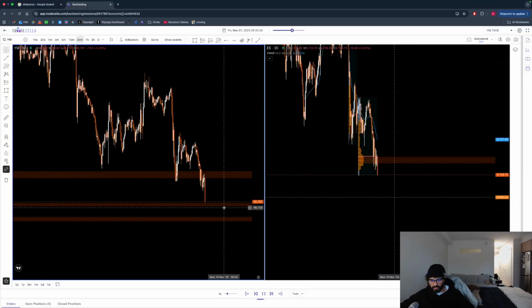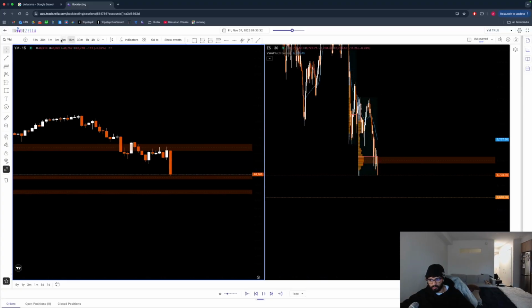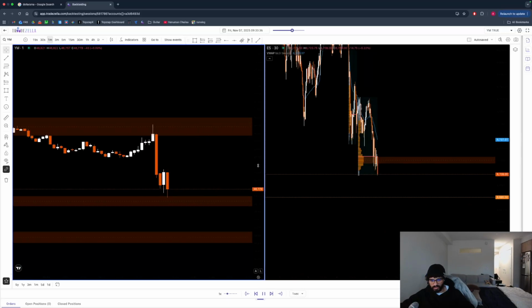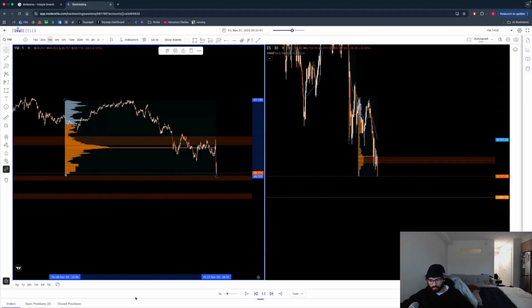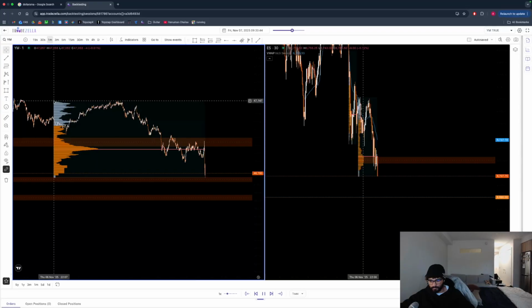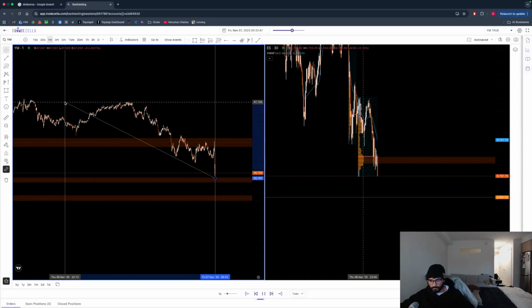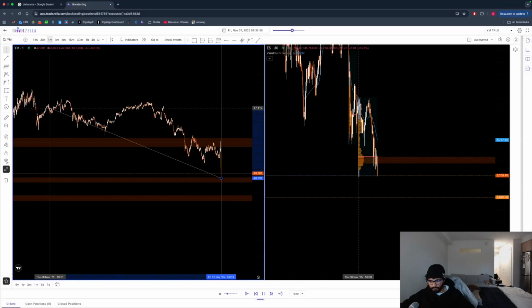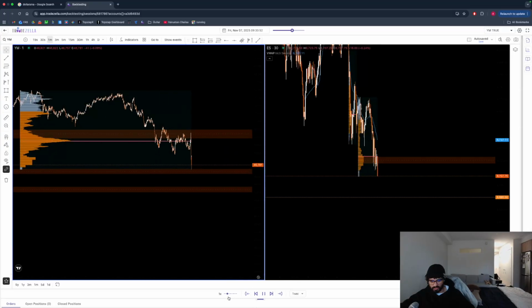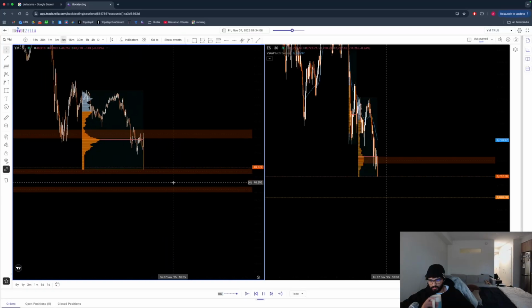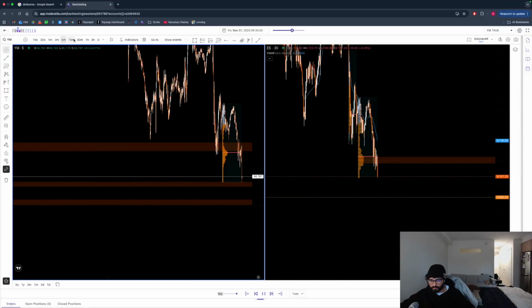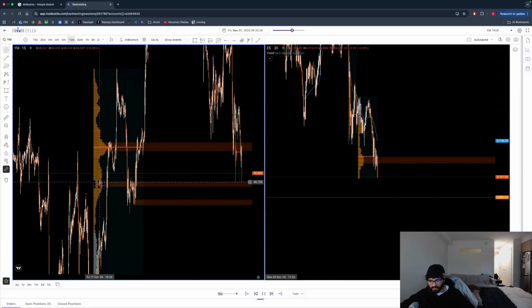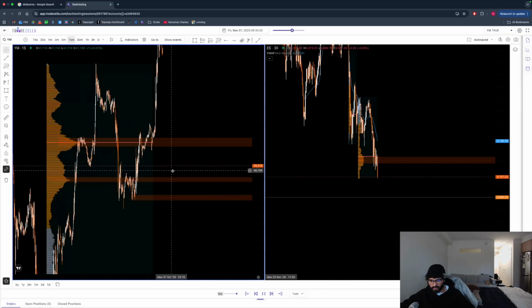Days like this are kind of tricky because of course I want to be part of the move, but when we're just ripping straight down, it's hard to get an entry. So I'm just going to draw that profile. Yeah, it's hard, so I'm just going to speed us up. Hopefully we get some motion. So this is just another small HVN here.